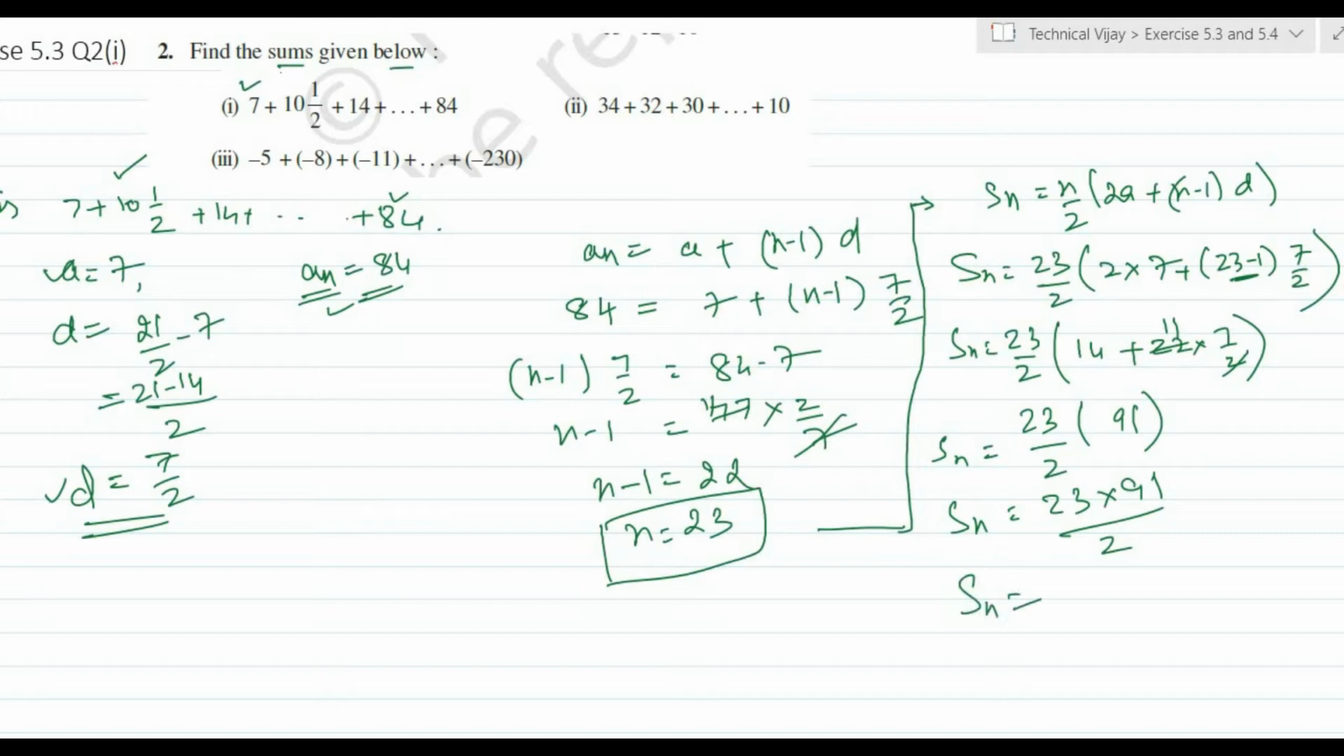So the value for this one is equal to, so here 23 into 91 is equal to 2093 divided by 2. Sn can be calculated as 1046.5. So Sn is equal to 1046.5. We'll go for the next one.